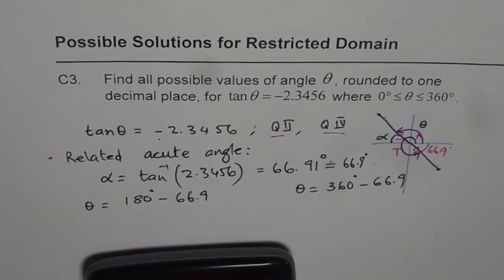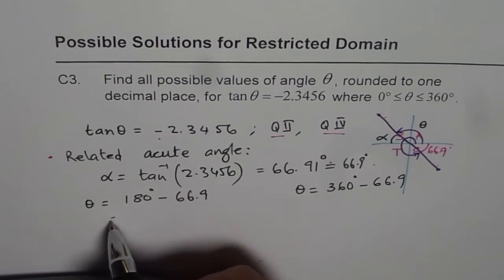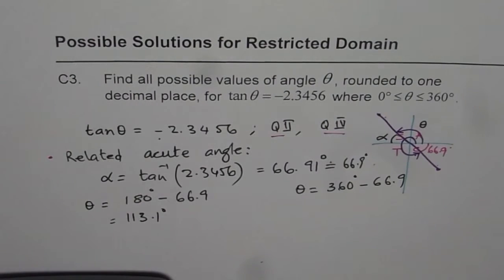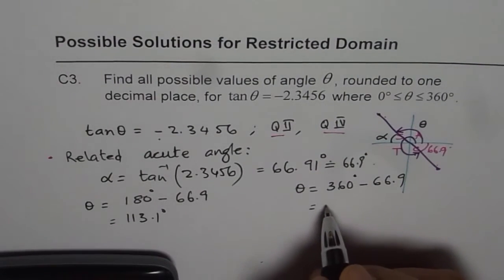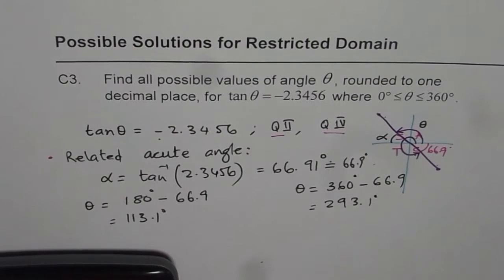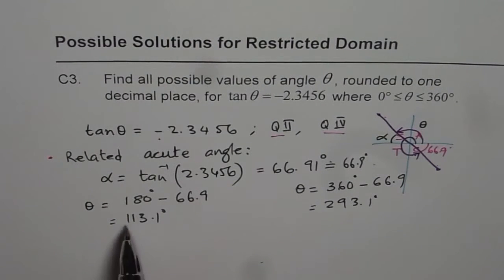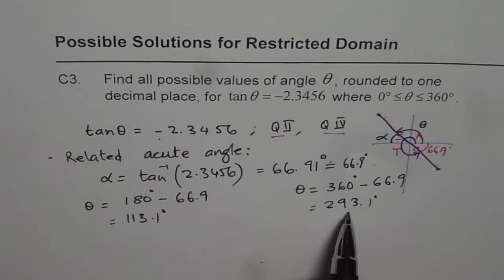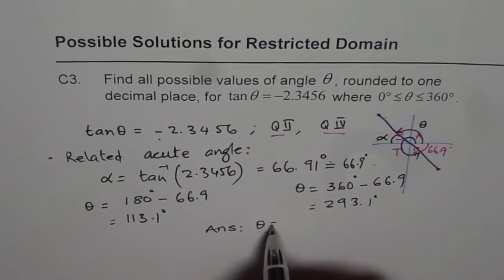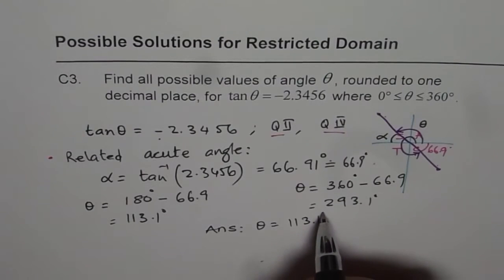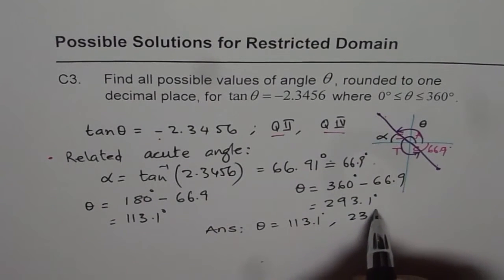We can always use a calculator and calculate this value. 180 take away 66.9 gives you 113.1. And the other one is 360 minus 66.9, which is equal to 293.1. You can always check your answer. These will be 180 degrees apart, so if you find the difference between them, it should be 180 degrees. So we get two solutions to this problem. The answer is theta equals 113.1 degrees or 293.1 degrees.